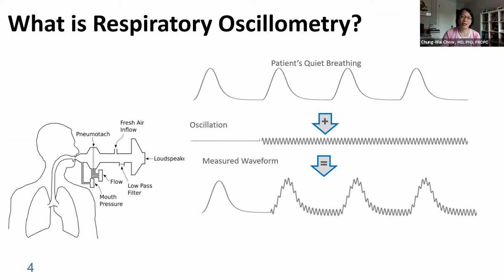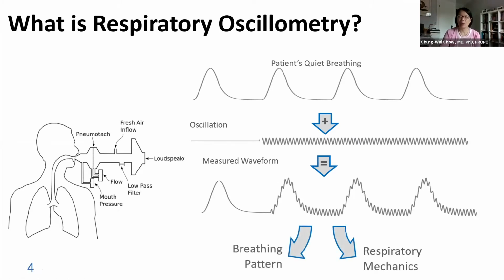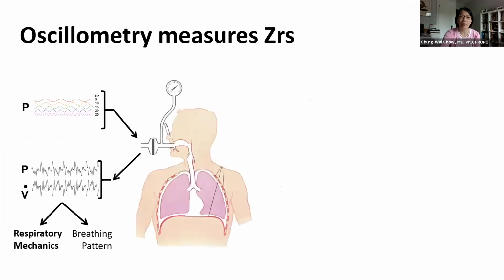What it does is superimpose oscillatory pressures of different wavelengths on top of the patient's normal quiet breathing. And what we measure is the changes in the waveform as a result of this. Through signal processing, we're able to get measurements of respiratory mechanics and the breathing pattern of the patients. And this is perhaps a little bit better illustrated in this slide here.